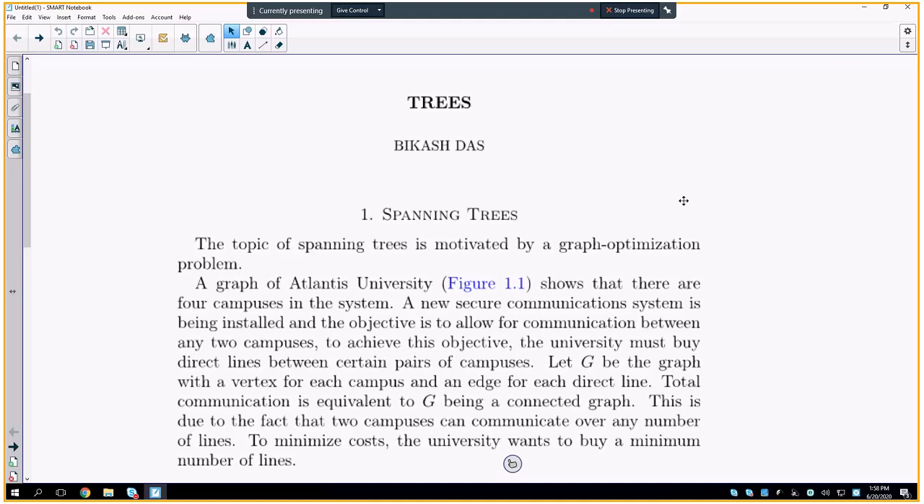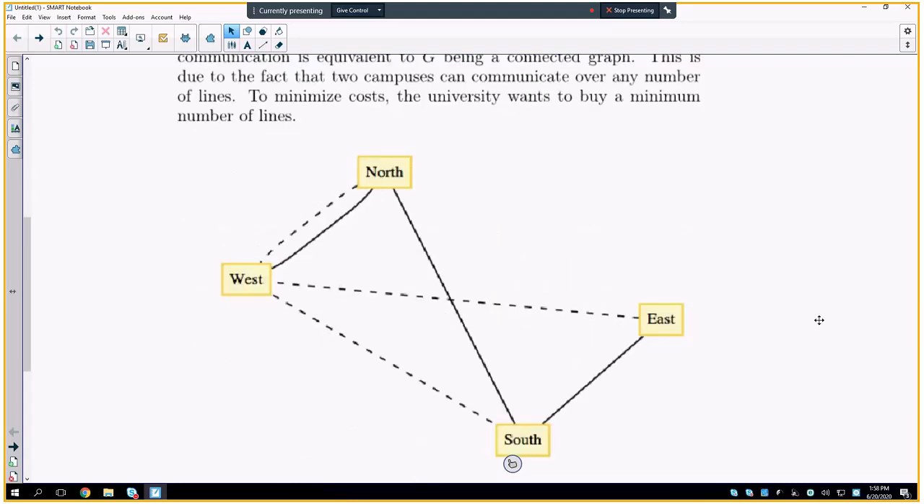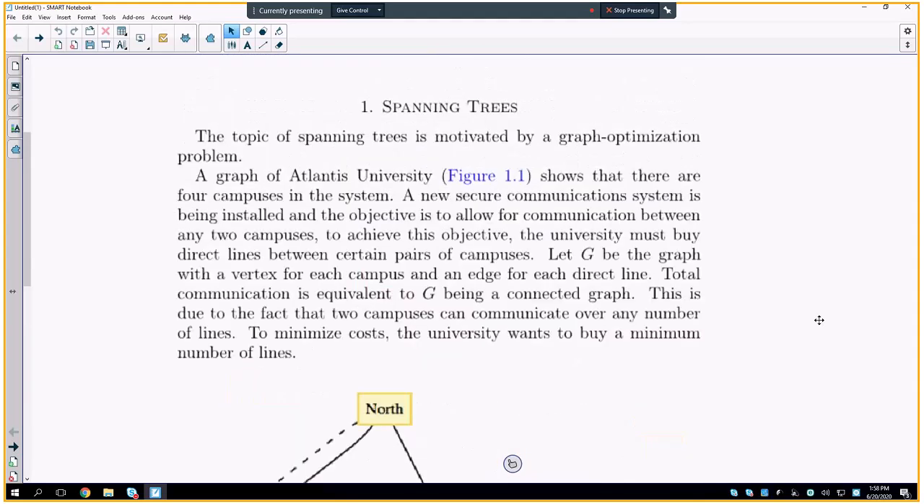For example, in figure 1.1, if we find that figure in the lecture, it's talking about 4 different campuses of the Atlantis University: North, East, West, and South. These campuses are in the Atlantis University system. A new secure communication system is being installed, and the objective is to allow for communication between any two campuses. To achieve this objective, the university must buy direct lines between certain pairs of campuses.